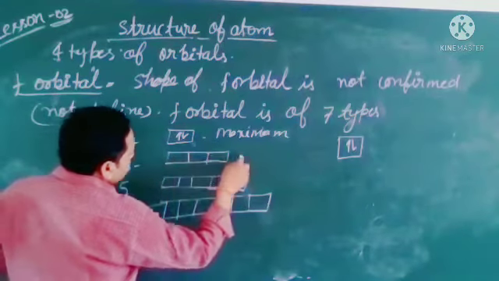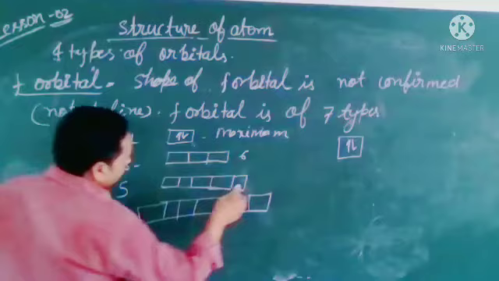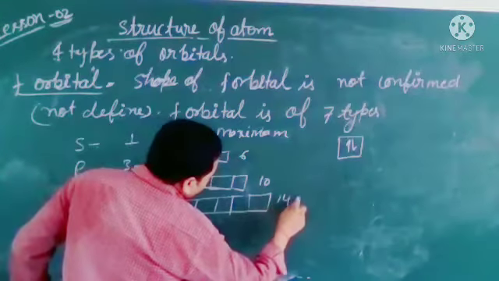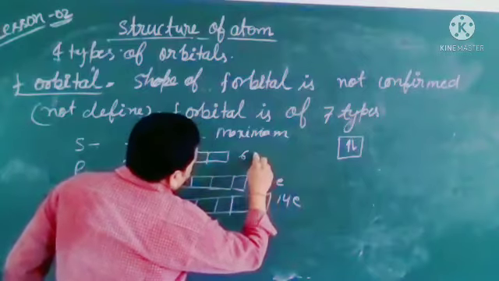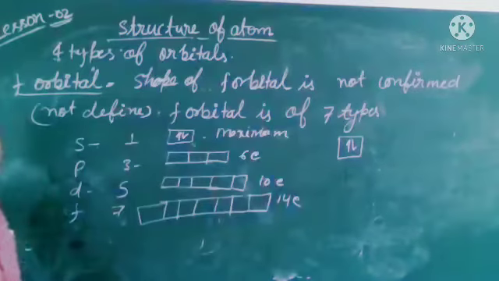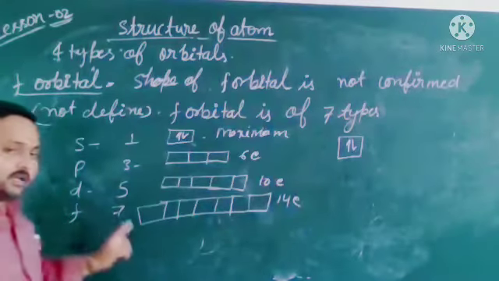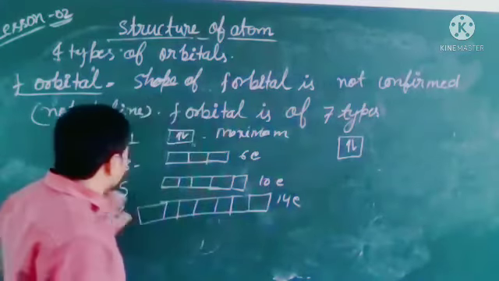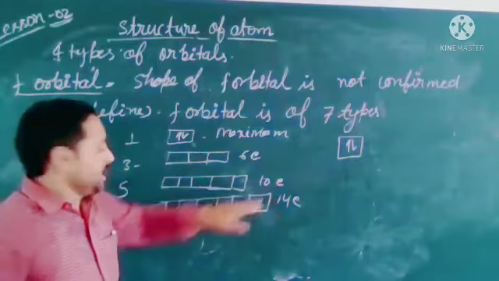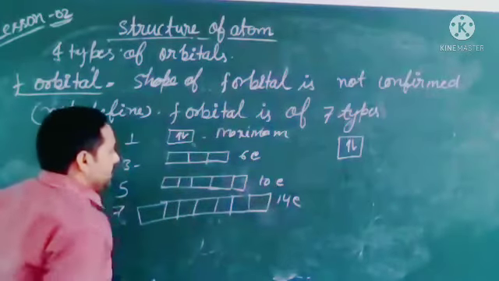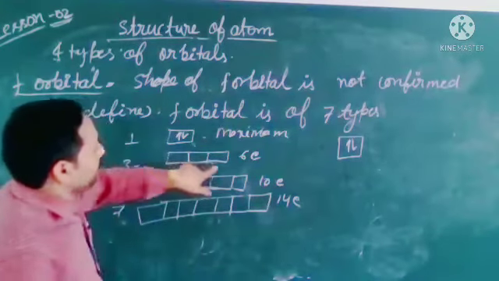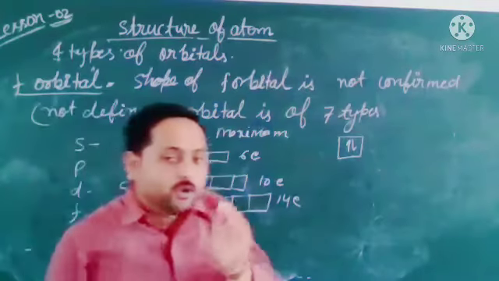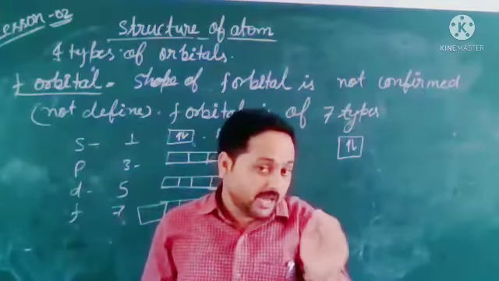2, 4, 6. 6 electrons. And this 10 electrons. And this 14 electrons. So in d orbital, maximum how many electrons? Sorry, in d orbital maximum 10 electrons, in f orbital maximum 14 electrons, in p orbital maximum 6 electrons, and in s orbital maximum 2 electrons. So in detail we will discuss in next.